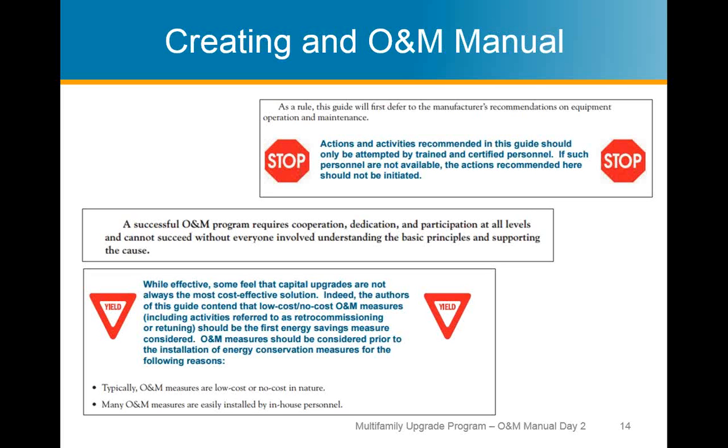So things like that are helpful in the beginning. And lastly, we have the yield sign here, letting people know that they can think about the sort of cost-benefit ratio of a strong O&M manual, low cost, no cost measures versus more capital-intensive sort of traditional energy conservation measures.